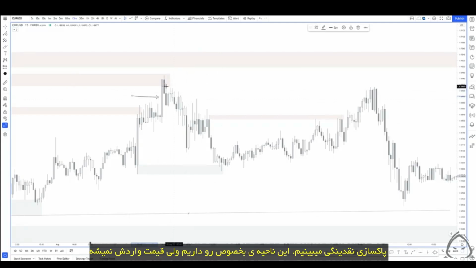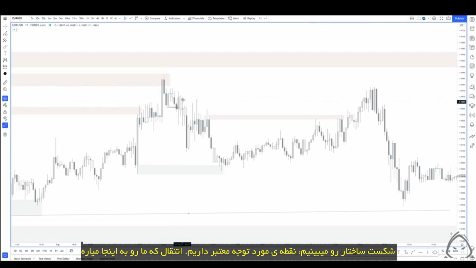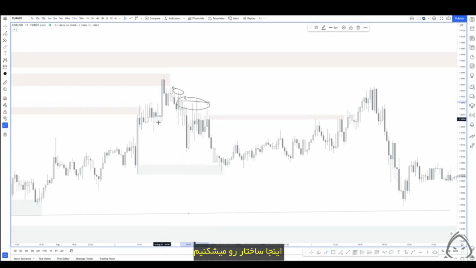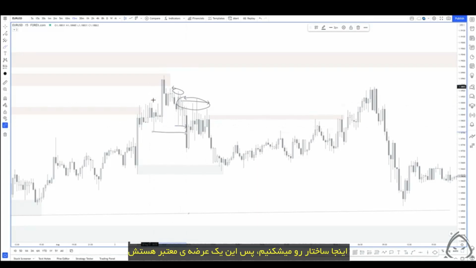You can see sweep of liquidity. We do have this particular zone, but nothing taps into that. We can start to see break of structure. So we can see a valid point of interest that we could look at. Mitigation, which would bring us to here. We break structure right here, we break structure right here. Therefore, this would be a valid supply zone.